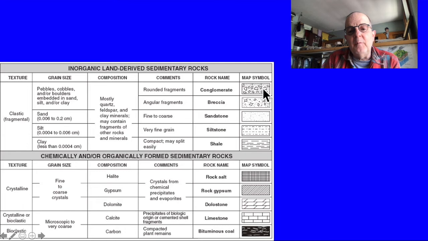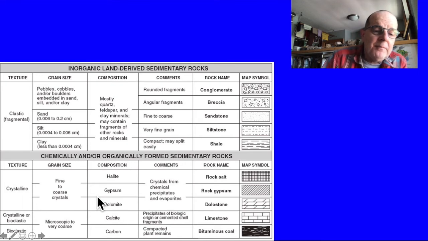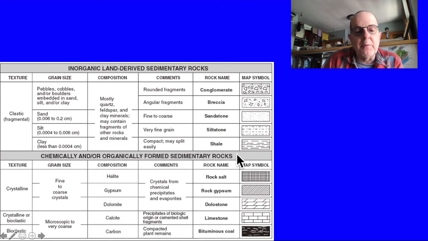You're responsible for these symbols. If you saw a symbol on a map that looked like this, you would know they were talking about a conglomerate. This would be a breccia, and then just little dots for sandstone, siltstone, and shale. On the bottom, for the chemically and/or organically formed sedimentary rocks, we have your rock salt, your gypsum, your dolomite that are fine to coarse crystals, and the texture overall is considered crystalline. They have formed from precipitation and the evaporation of minerals out of solution, typically in an ocean basin or a large lake that is slowly evaporating. The rocks would be rock salt, rock gypsum, dolostone, and the symbols are here.